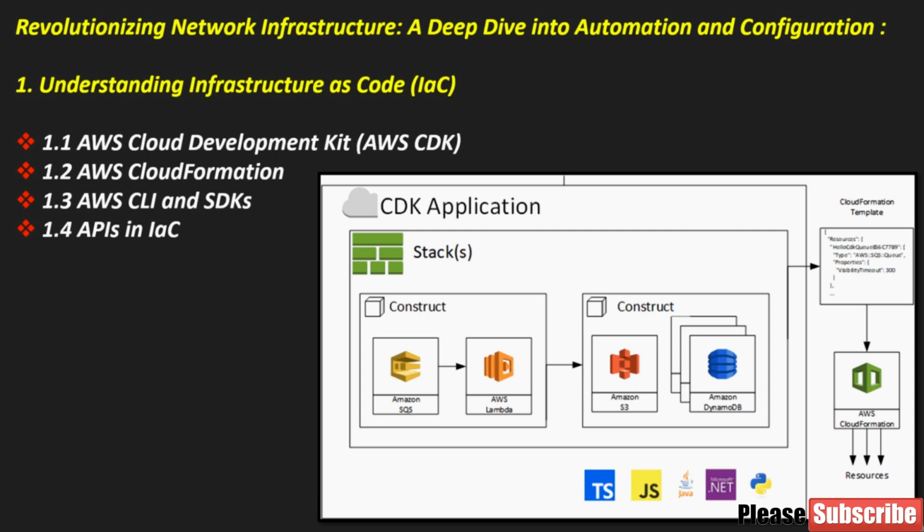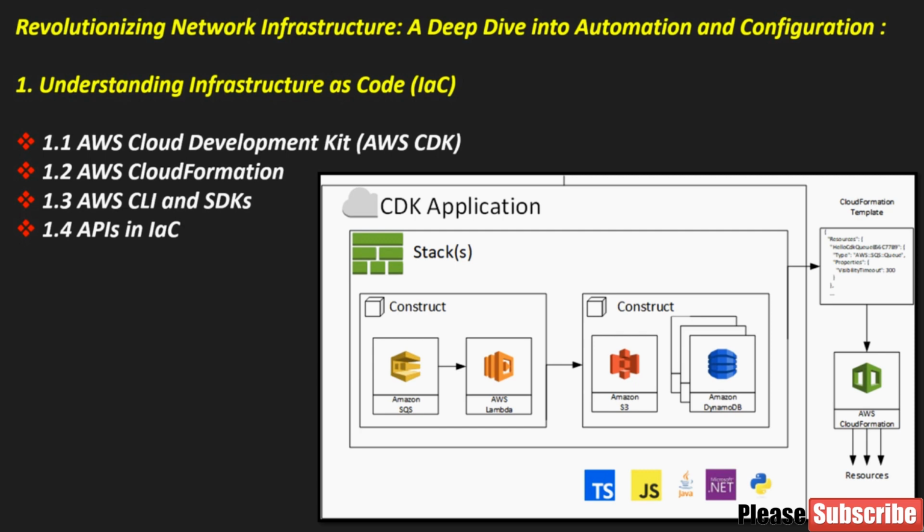The first point we need to talk about is the AWS Cloud Development Kit, that is AWS CDK. AWS CDK is a game changer in the IaC landscape, that is the infrastructure as code landscape. It allows developers to define cloud infrastructure using familiar programming languages such as Java, TypeScript, Python, and much more. These higher-level abstractions simplify the process of creating and managing AWS resources, making it more accessible to a broader audience.